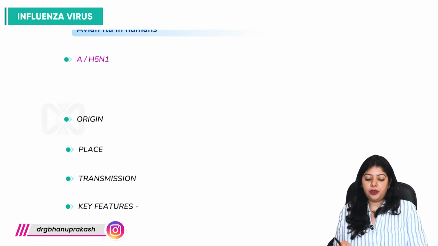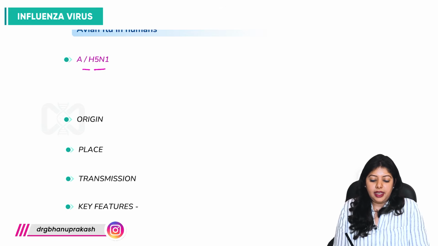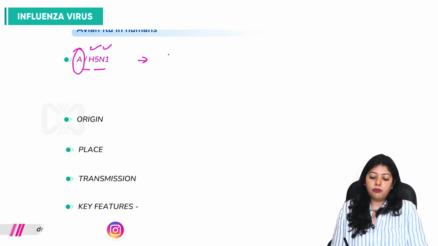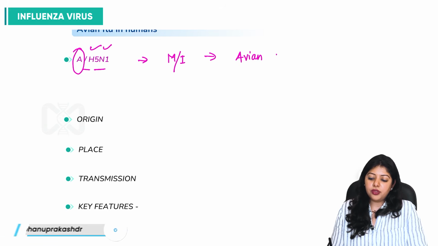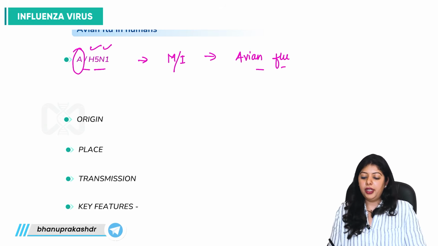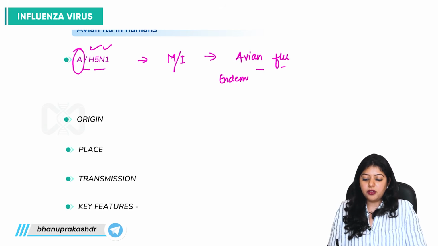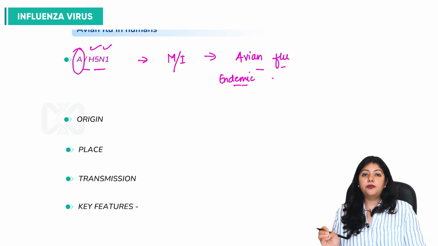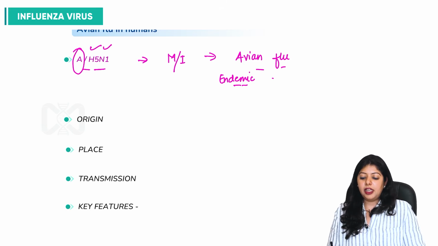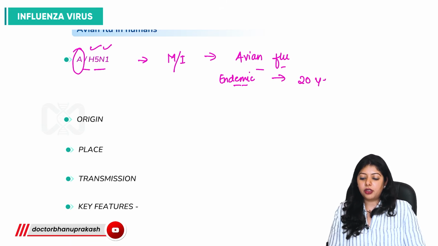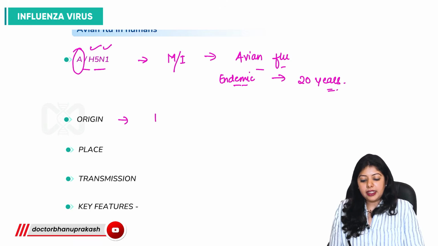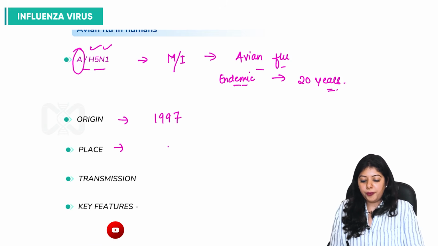a little bit about them. So now this, of course it is influenza A, H5N1, this is the most important avian flu strain which has been endemic throughout the world. This is endemic in the world, which has been responsible for n number of outbreaks and certain epidemics, and it has been endemic in the world for over 20 years now. So when did it originate? It originated in 1997 and the place of origin was Hong Kong.